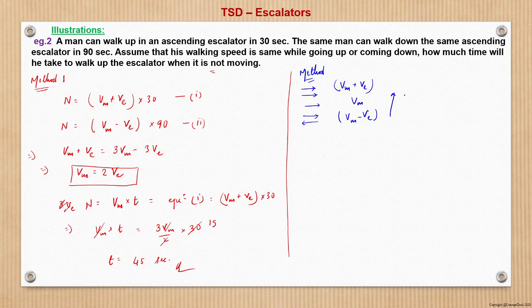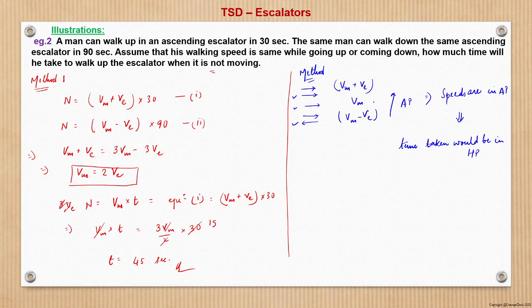So now see what this is. This is in AP series. So the speeds are in AP. And the distance covered in all the three scenarios is the same. So when the distance covered is the same and the speeds are in AP, the time taken would be in HP, that is harmonic progression.